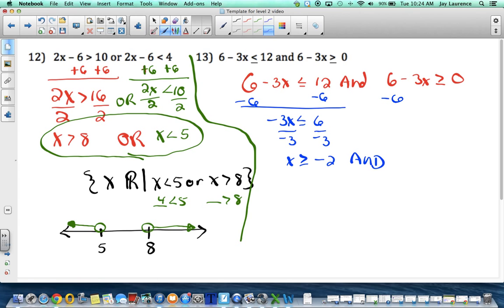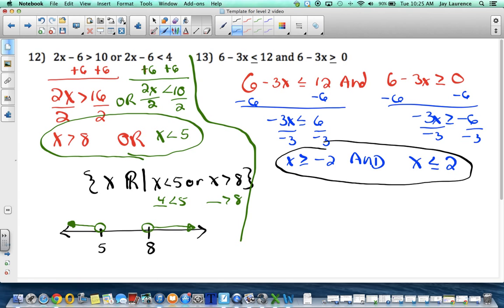And, okay, subtract 6 from both sides. I will get negative 3x is greater than or equal to negative 6. Divide by negative 3, divide by negative 3. And then x is going to be less than or equal to positive 2. Notice in both cases I divided by a negative. On both sides, the inequality changes direction. All right, there's my sentence. If I want to circle it, I can.